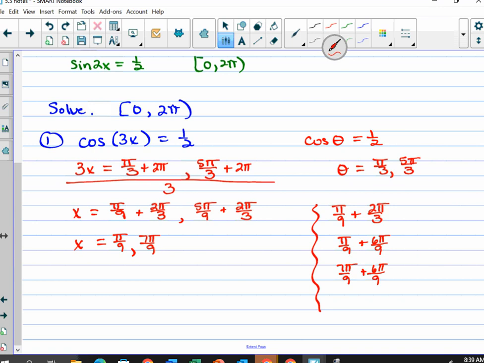So what's my next answer? 13 pi over 9. How long do you keep going? Well, good question. What if I added again? Yes, I'd get above 2 pi. I'd get 19 pi over 9. Too big, right? So you just keep on adding 2 pi over 3. And there should be 6 answers, right? Yes. So pi over 9 was the first one, and it got me 2 more answers.